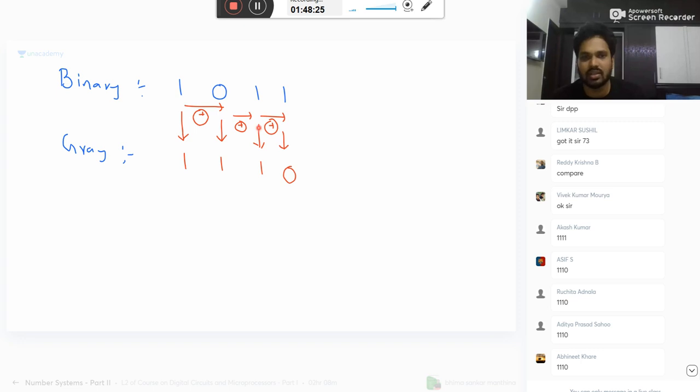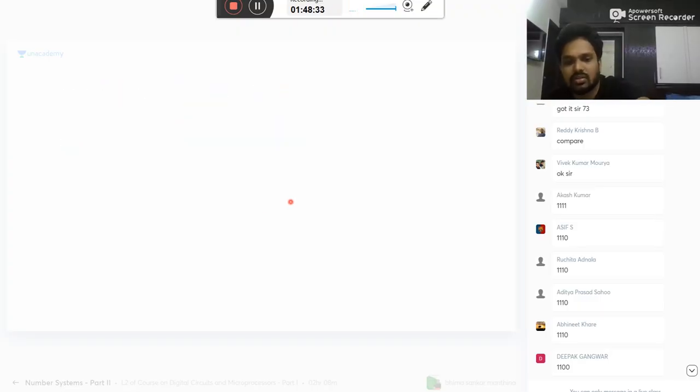I'm not saying there is unit distance between these two. Forget about that, I will come to that. Okay, this is how you get the gray code of any number. So now reverse. I have discussed binary to gray. So how to get gray to binary?